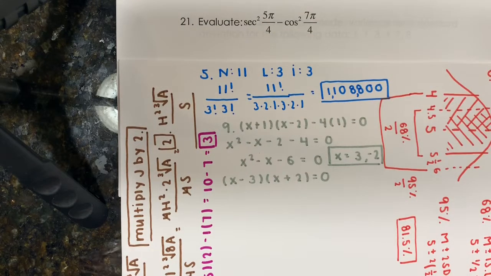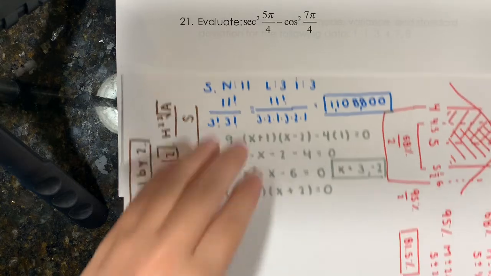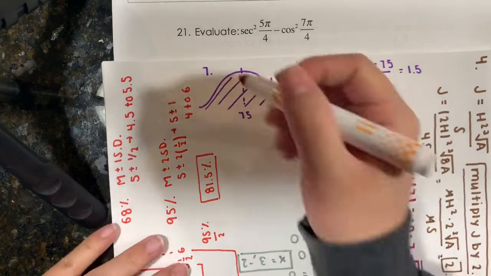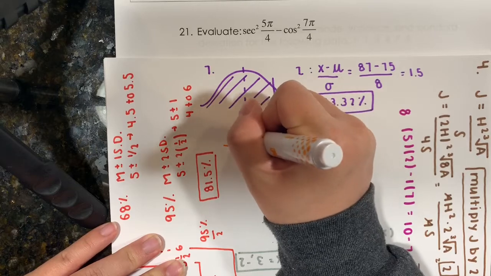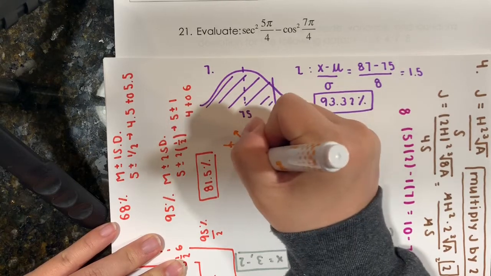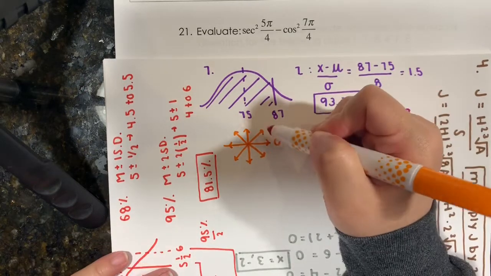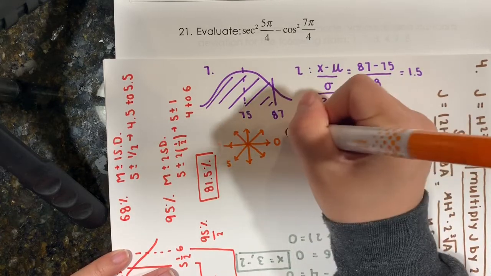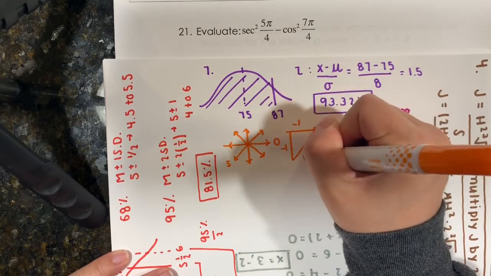Okay, now looking at number 21, we have to do secant squared of 5 pi over 4 and then 7 pi over 4. So I'm going to draw the snowflake chart for both of those for number 21. So it should have 1, 2, 3, 4, then 1, 2, 3, 4. Starting at 0, I'm going to count, so this would be 1, 2, 3, 4, 5. That's a 45-degree triangle in quadrant 3. So it'd be -1, -1 root 2.